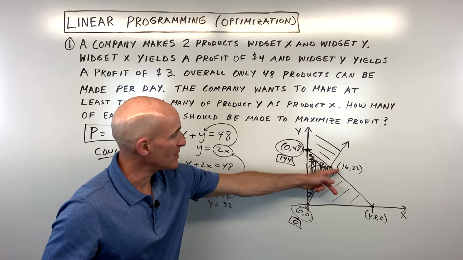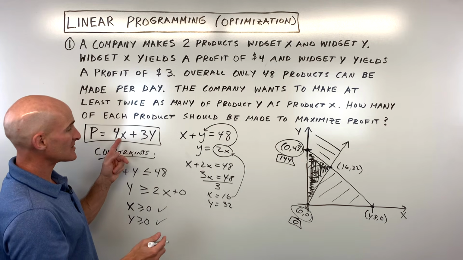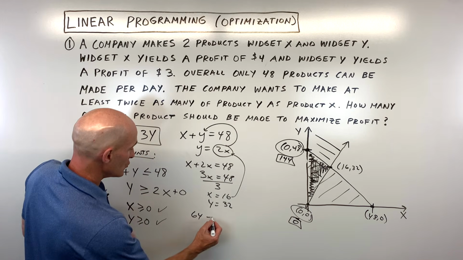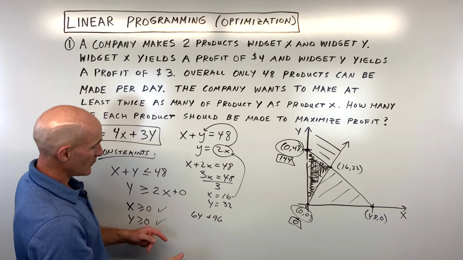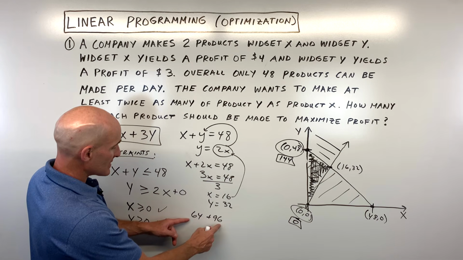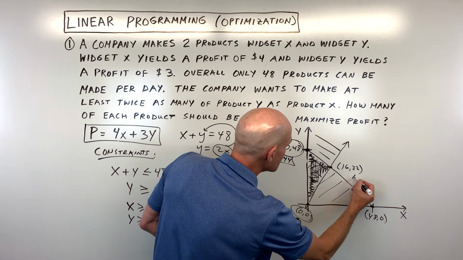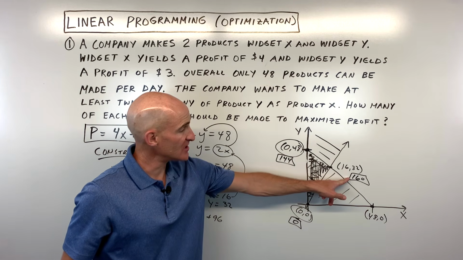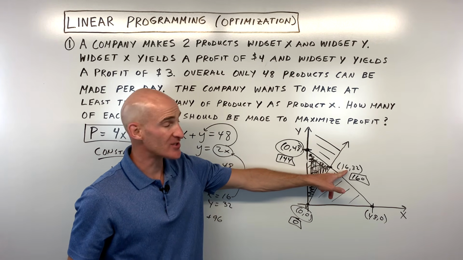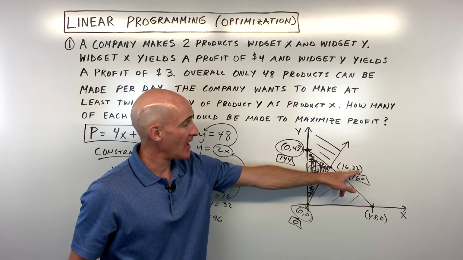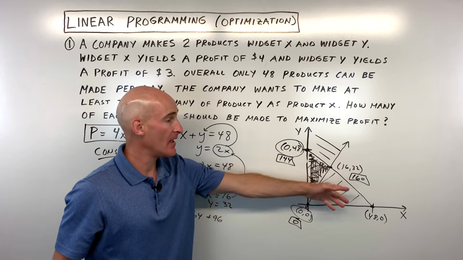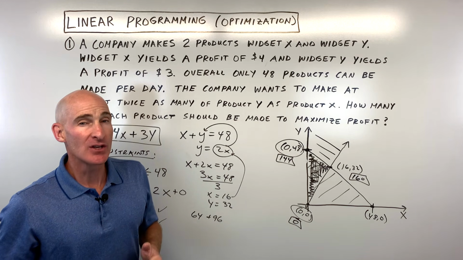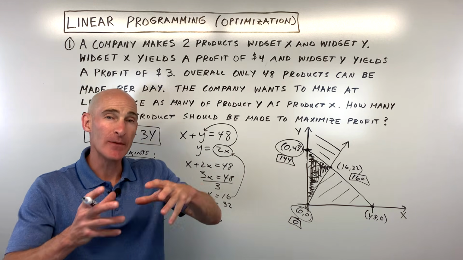And then let's check this point here, 16, 32. 4 times 16 is 64, and 3 times 32 is 96. And if we add that together, that's 160. So what that tells us is that this is giving us the maximum profit of $160 if we manufacture 16 of product X and 32 of product Y, and that'll satisfy our constraints but yet maximize our profit. So let's take a look at another example where we're trying to minimize something.